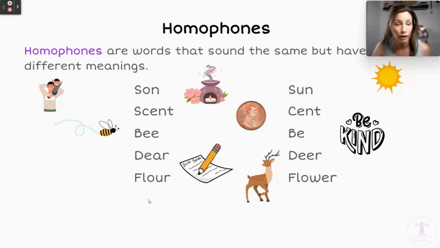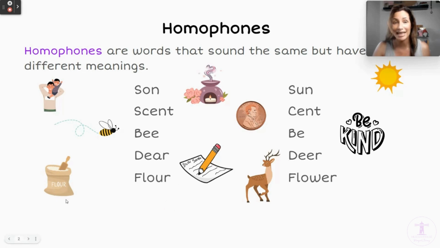Another homophone, flower and flour. You can see I'm saying it the same way. Flower, flour. Except one word has an O and a U, and the other has an O and a W and an E. Okay? So the first one is this right here that we see on the screen.